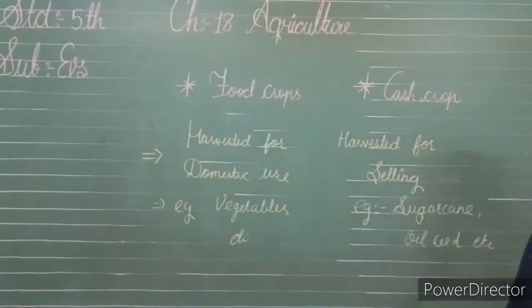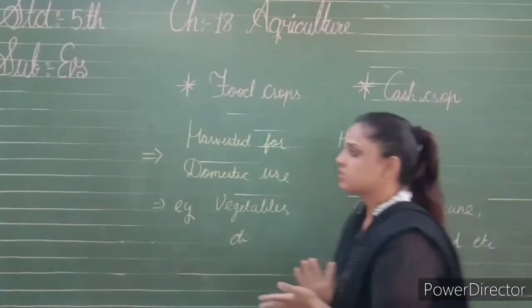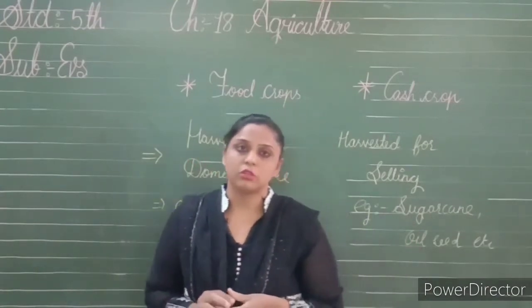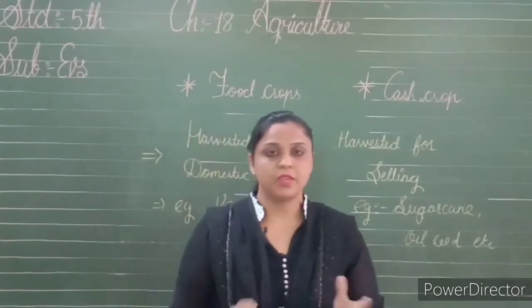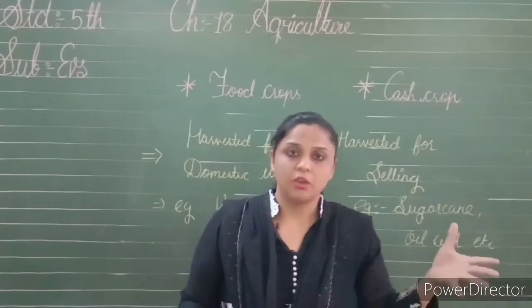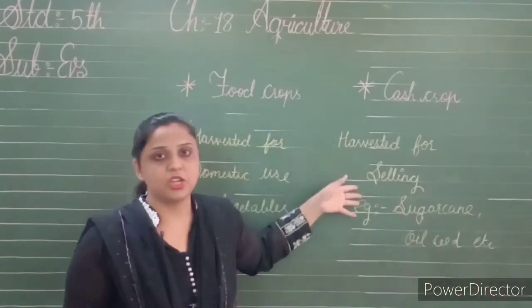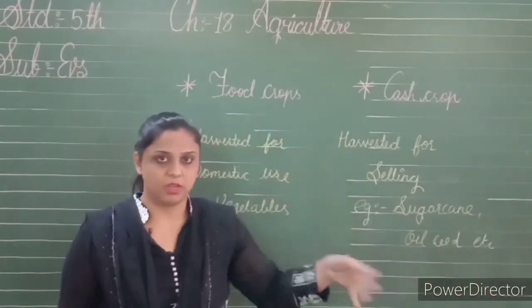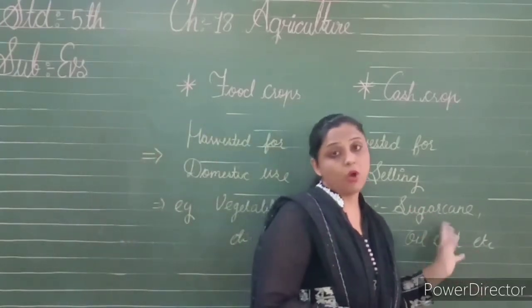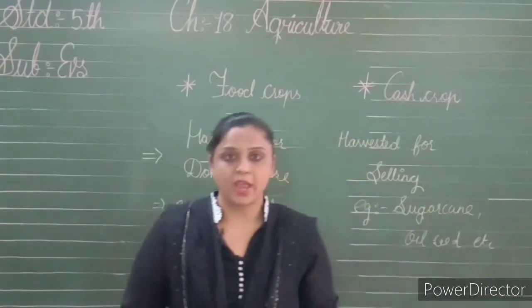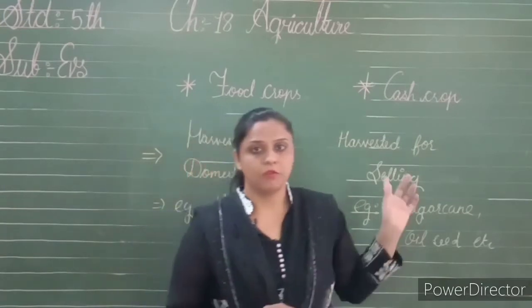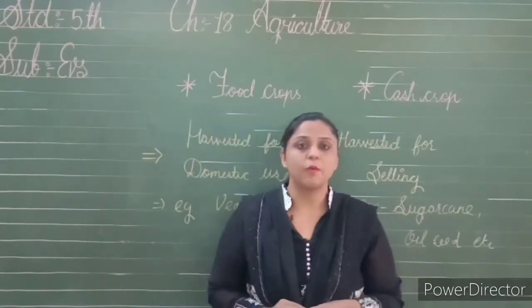So what is a cash crop? Cash crops are harvested for selling, or cash crops are harvested for commercial use, meaning they are specially harvested, उनको स्पेशली इसीलिए उगाया जाता है ताकि वो बेच सके, for selling. ओके, so what are the examples of such crops? Sugar cane, oil seeds, mangoes is also one of the examples. ओके, so this is the difference between cash crop and food crop.